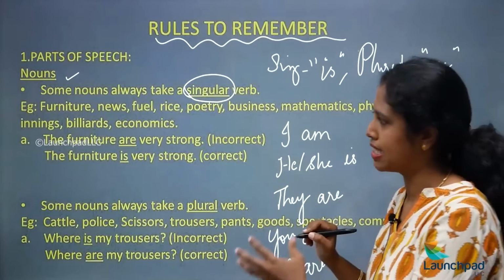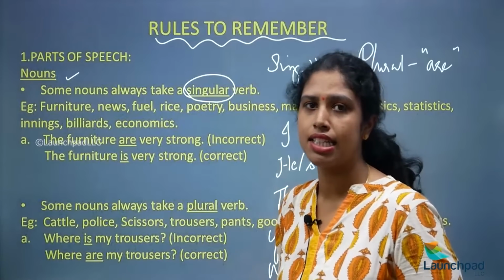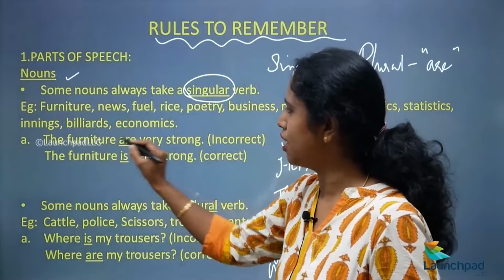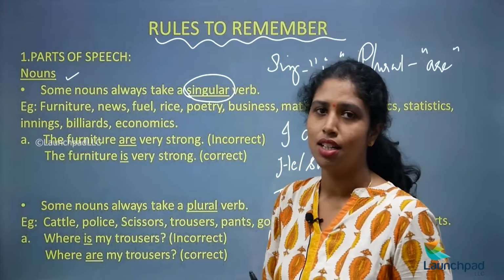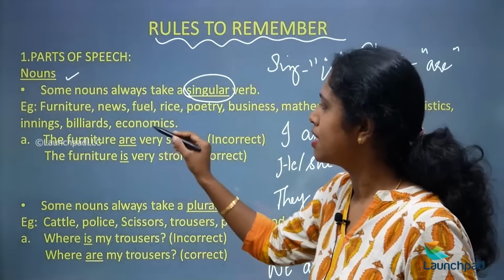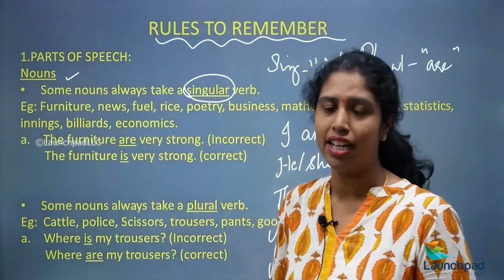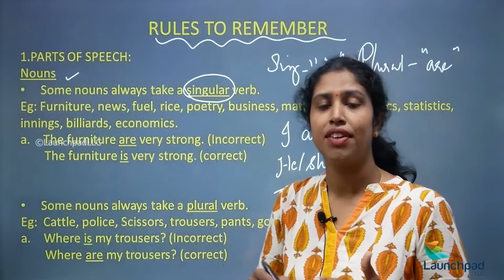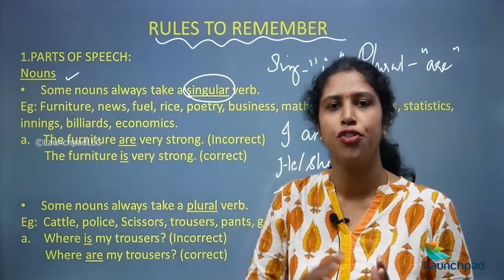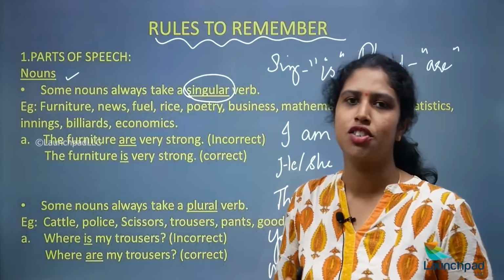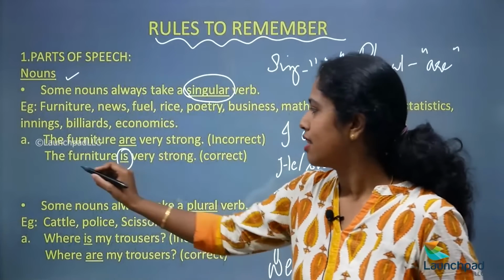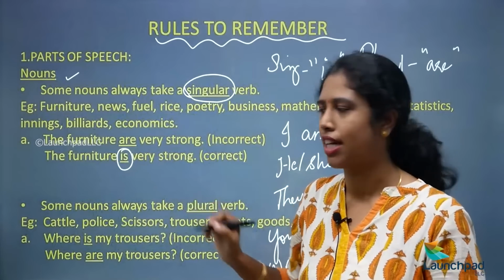Now let's see how certain nouns take the singular verb even though they look plural. That is the condition here. The furniture are very strong is not the right answer. For one chair we say chair, for two we say chairs, but when you are addressing it as a collective noun, furniture, it is just furniture. There is no furnitures. So even though furniture looks plural, it takes a singular verb, is. The furniture is very strong is your right answer.